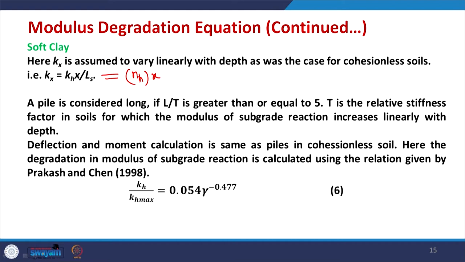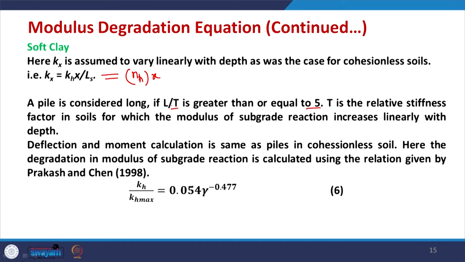A pile is considered a long pile in this case if L by T is greater than or equal to 5. So, the factor will be T instead of R, even though it is for clay. For soft clay we use the T factor, while for stiff clay we use the R factor. T is the relative stiffness factor in soils for which the modulus of subgrade reaction increases linearly with depth.